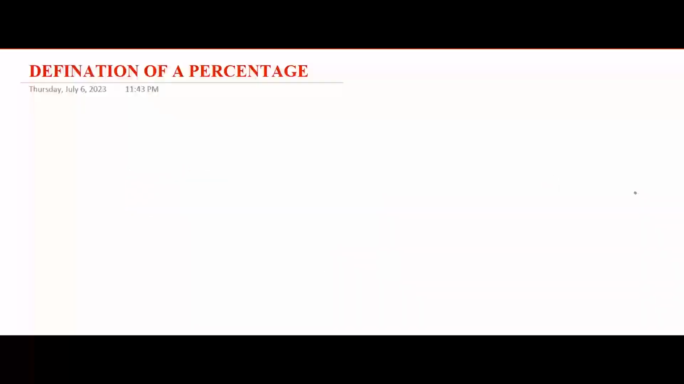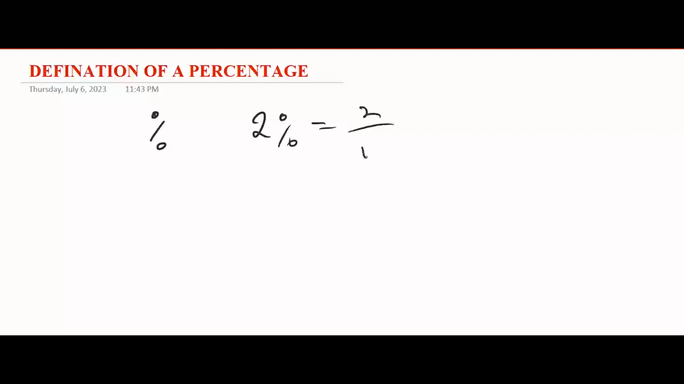In this video, I will discuss percentages. Percentage means percent or per hundred. It is denoted by this symbol. So this denotes percentage. 2% means 2 out of 100, written as 2 over 100. Let's see how to write a percentage as a fraction in its lowest form.